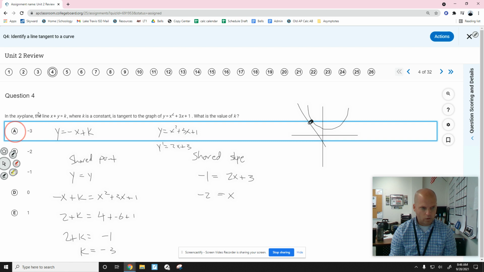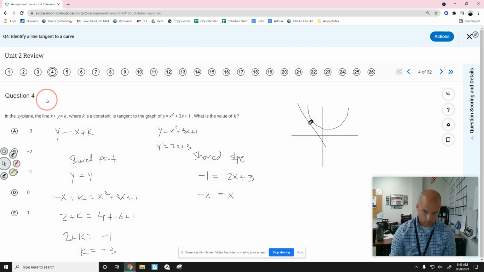Okay? If you wanted to check, if you have a calculator, you can graph this equation and graph this, and see that it's going to be tangent. I'm not going to do that because you are not going to be able to do it on the test. You just have to trust that you're doing things correctly.